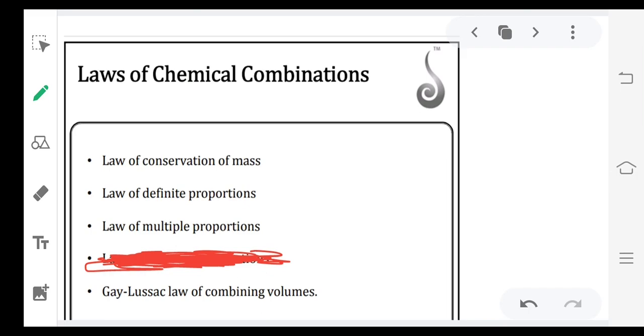Each and every reaction should follow some rules. Suppose elements or compounds are combining in any chemical reaction. That combination should follow some rules. Those are called the laws of chemical combinations. There are different laws like the law of conservation of mass, law of definite proportion, law of multiple proportion, Gay-Lussac's law of combining volumes, and one more, Avogadro's hypothesis or Avogadro's law. Now we will discuss them one by one.